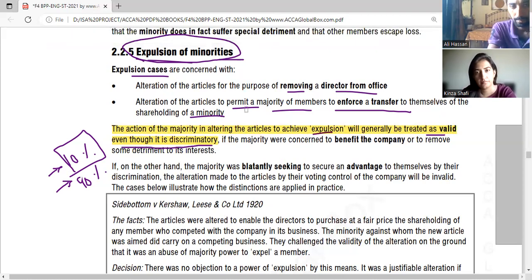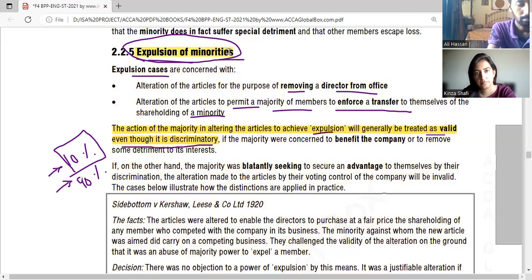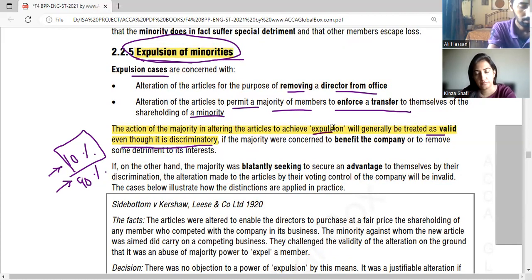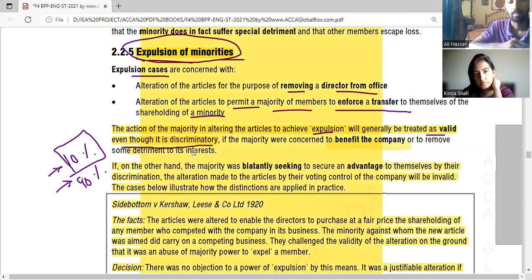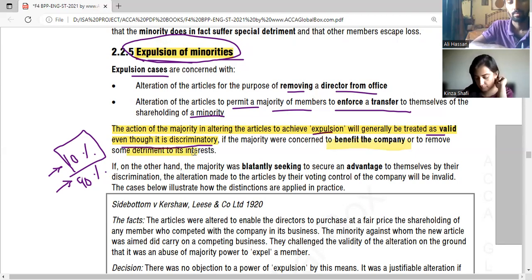यानी कि ये एक्सपल्शन, माइनॉरिटीज, ये एक्सेप्शंस, ये वो दो पॉइंट्स हैं which will be treated as valid even though if it sounds discriminatory, even if the majority were concerned to benefit the company or remove some detriment to its interest. If on the other hand the majority was blatantly seeking to secure an advantage to themselves by their discrimination, the alteration made to articles by their voting control of the company will be invalid.